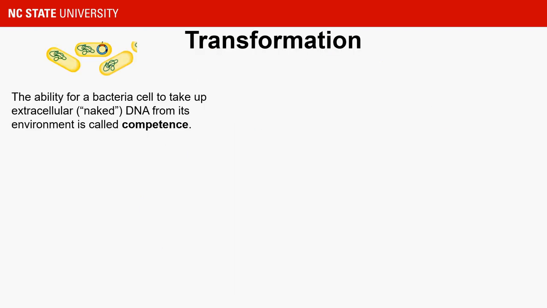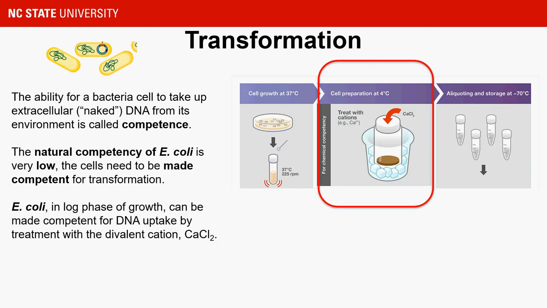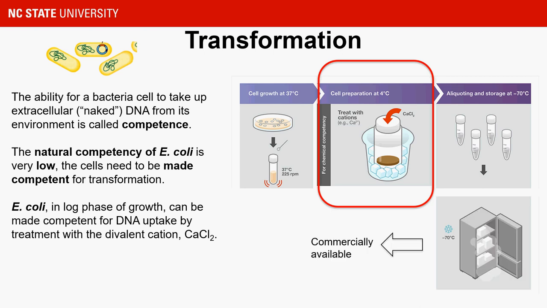The ability for a bacterial cell to take extracellular naked DNA from its environment is called competency. The natural competency of E. coli is very low. The E. coli cells need to be made competent for transformation. To make the E. coli cells competent, we usually treat the E. coli cells in log phase of growth with a divalent cation, for example, calcium chloride. Pre-made competent E. coli cells are also commercially available.